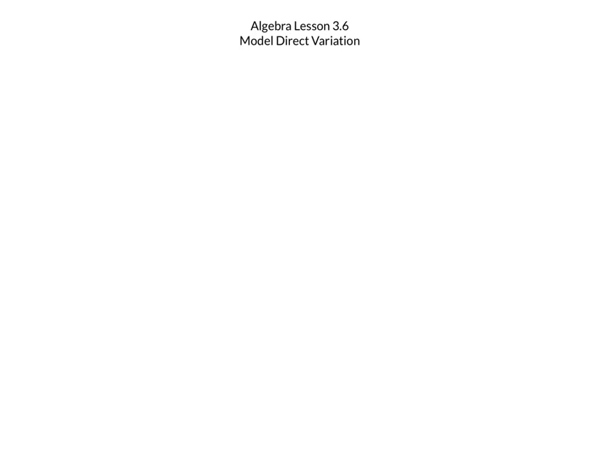Okay, for this lesson, we are going to model direct variation. When you are modeling direct variation, you're going to use the equation y equals ax. And when you think about direct variation, you have to assume that a is always going to be not 0. It has to be an actual number.